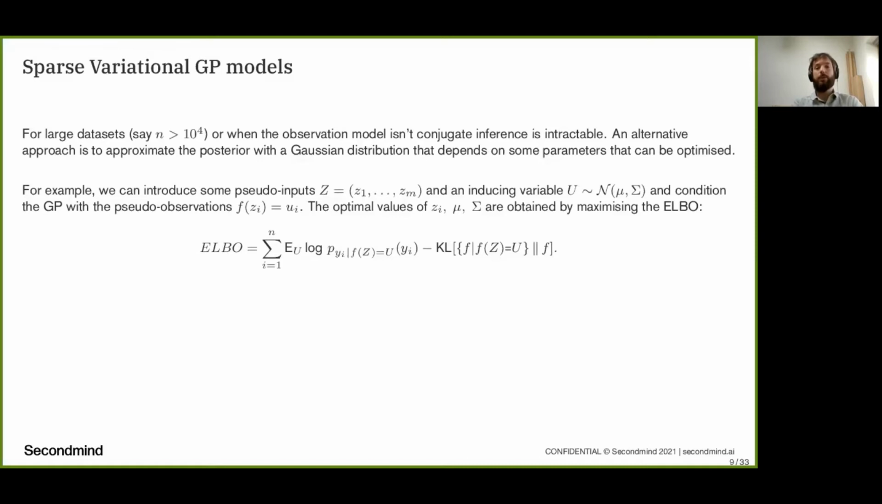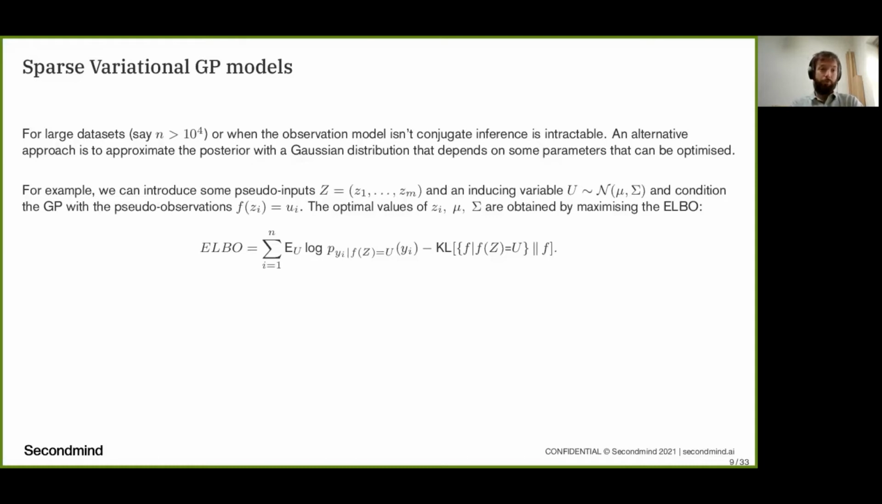And this, as close as possible, can be measured by minimizing the KL, the Kullback-Leibler divergence, between the approximate posterior and the true posterior.